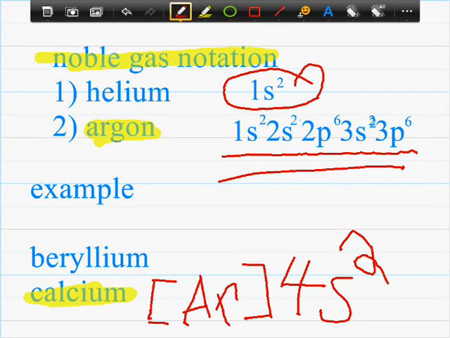If you apply these simple principles that you've learned today to writing out electron configurations, you will never go wrong.